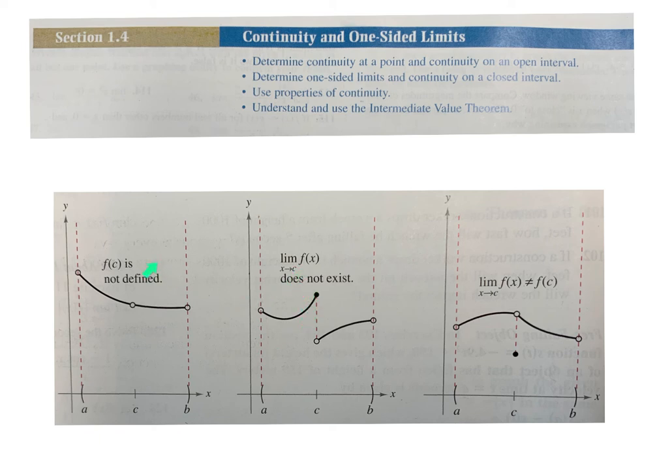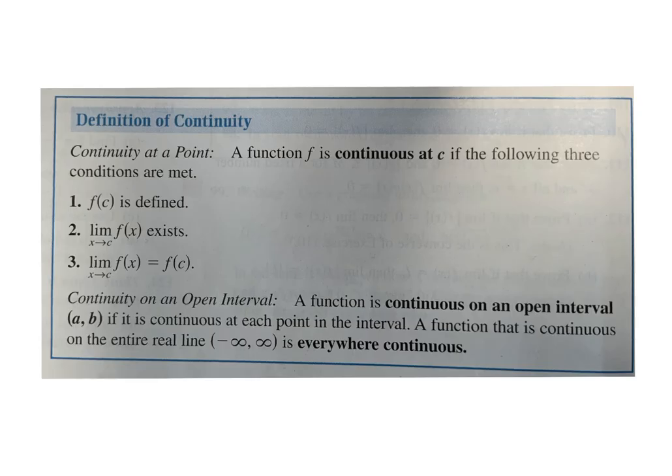So one type of discontinuity is the function is not defined there. Here, the limit does not exist there. Here, you have a limit, and the function is defined there, but they don't equal each other, okay? All three of those are discontinuous functions. We have a problem in the function somewhere, all right?